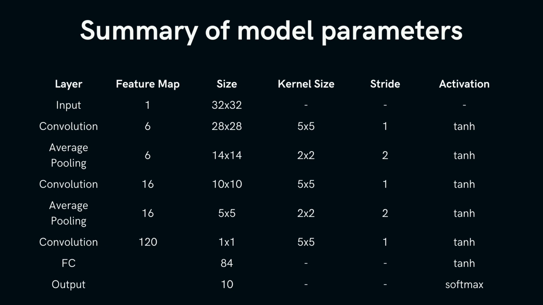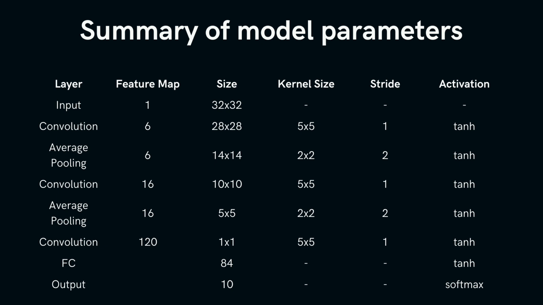We start with the input layer. LeNet-5 takes in an image that's 32×32 pixels with just one feature map. This layer doesn't apply any filters, it simply feeds the image into the network.